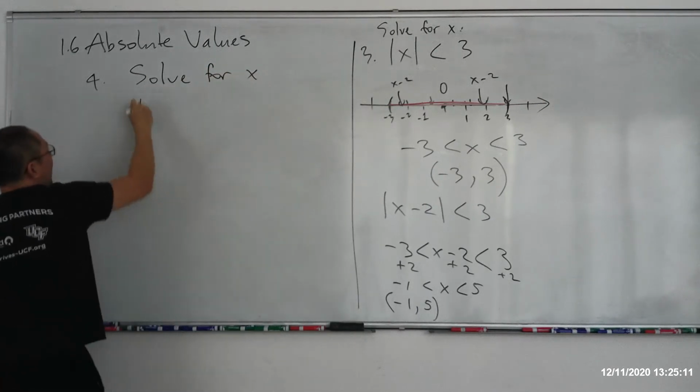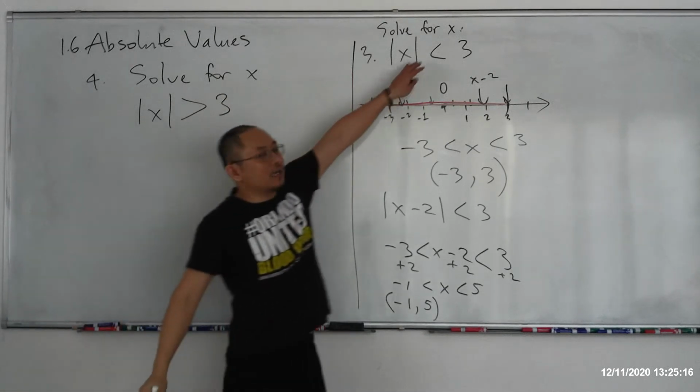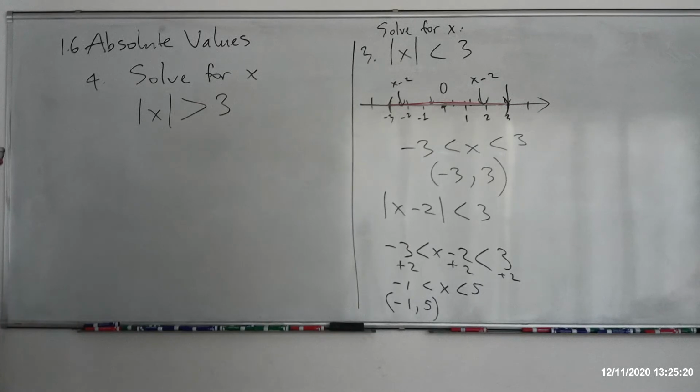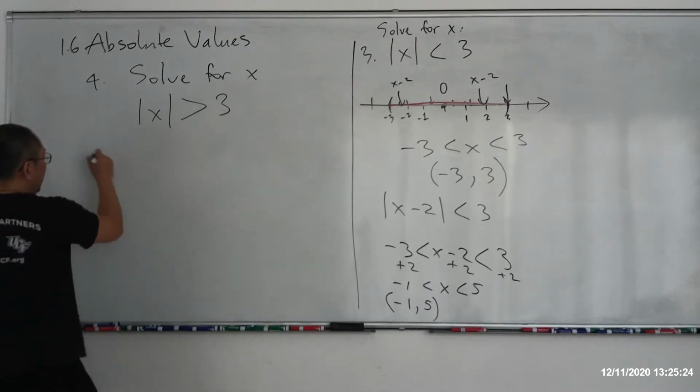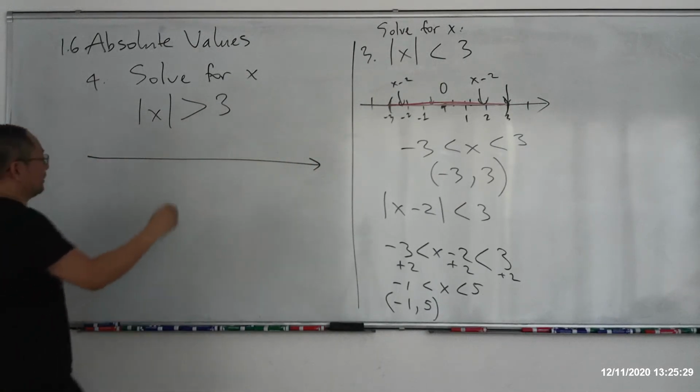If I've got the absolute value of x is greater than 3. Now the previous one was less than, right? This one is greater than. Be careful. The way we tackle it is going to be a little bit different. To help us understand it more easily, let me demonstrate the inequality on a number line.